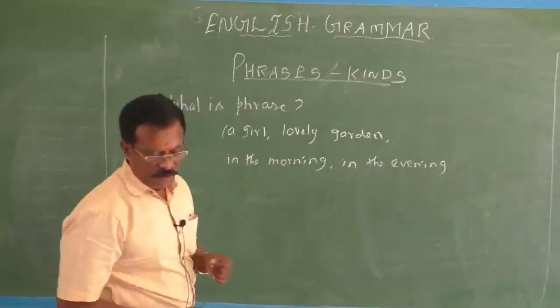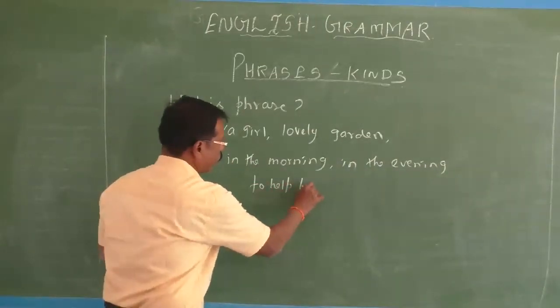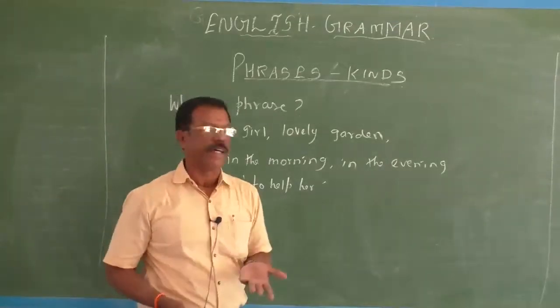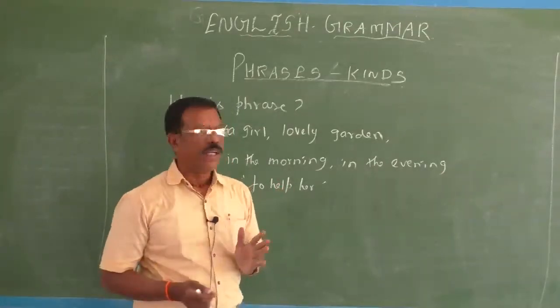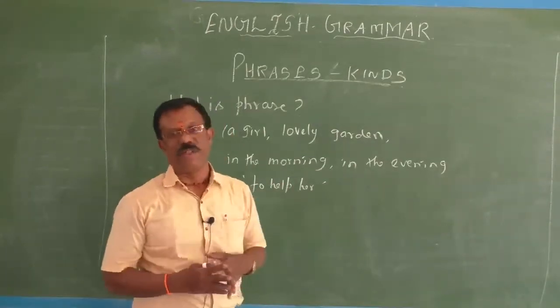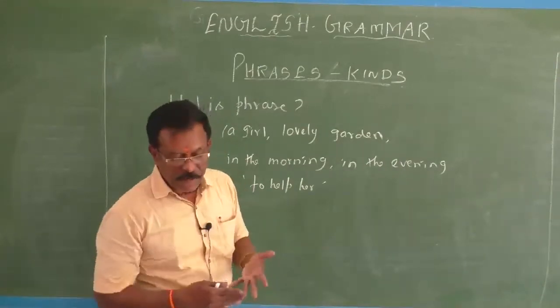And sometimes, see, "to help her" is also a phrase. He comes to help her. I wanted to help her. "To help her" is an infinitive, and it is followed by a V1 verb. It is not a finite verb, it is an infinitive. Therefore, this group of words, that is, to help her, can be a phrase.